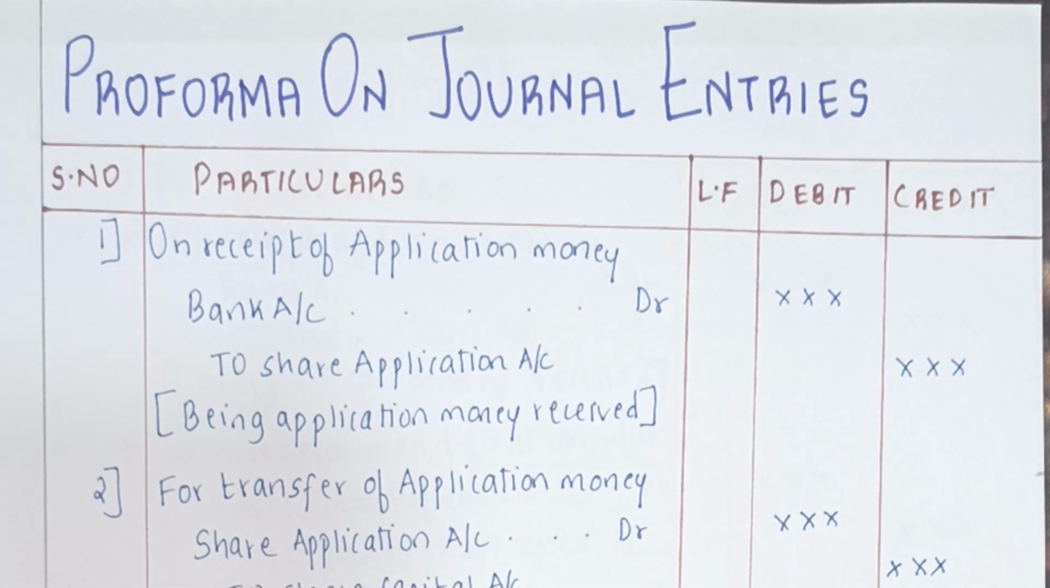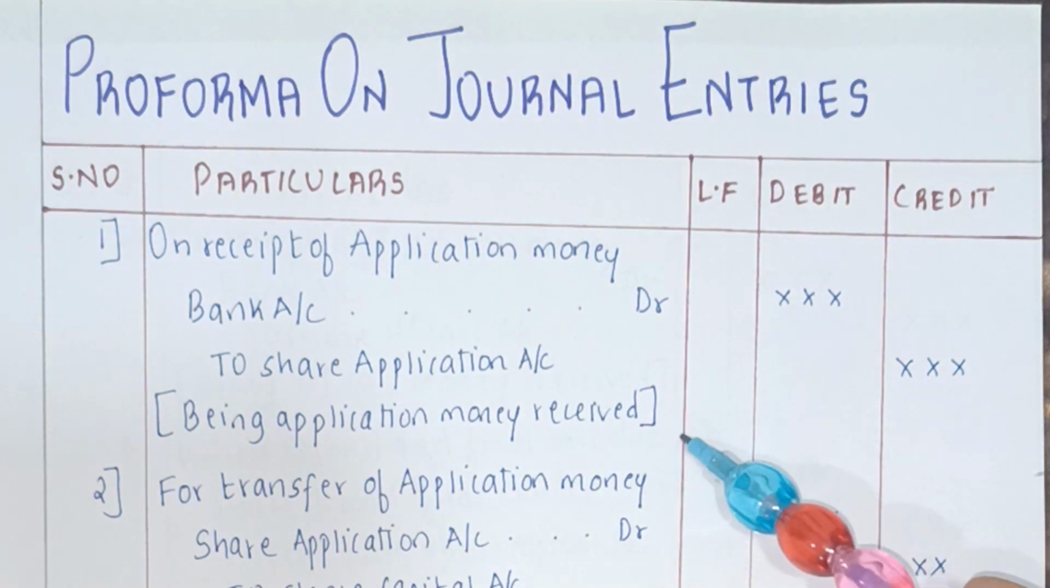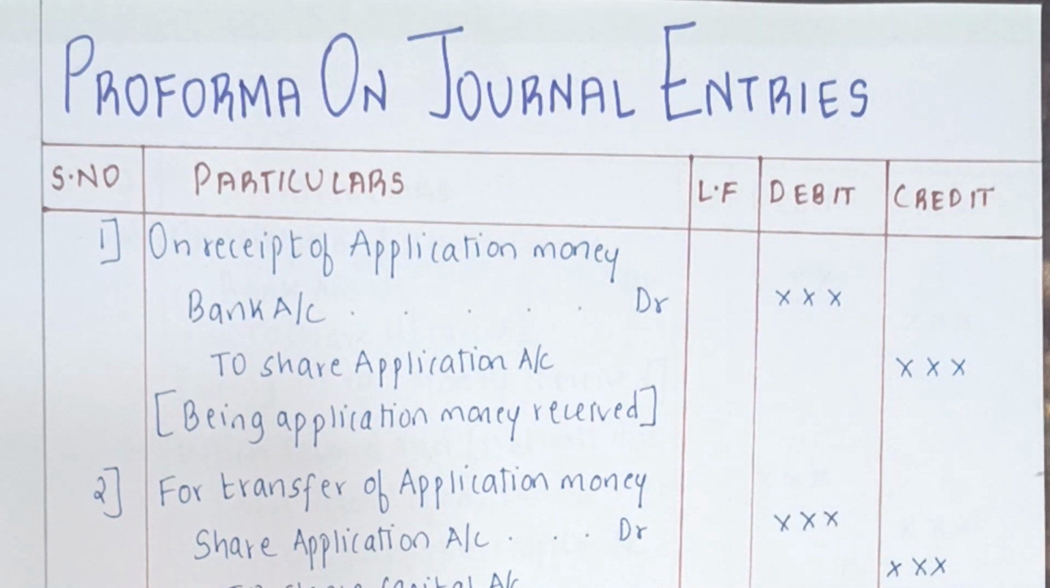Let's start with our first one, on receipt of application money. When we are receiving application money, the cash comes in. So here we write bank account debit to share application account. The thing I have written in the bracket is called narration. It is very important because narration in general gives a brief description about the entry, and it matters from the exam point of view also. Here the narration is application money received.